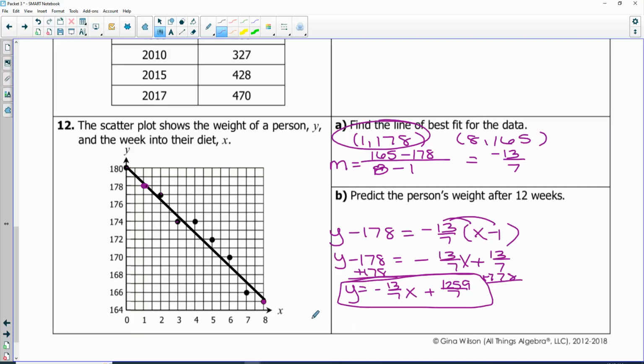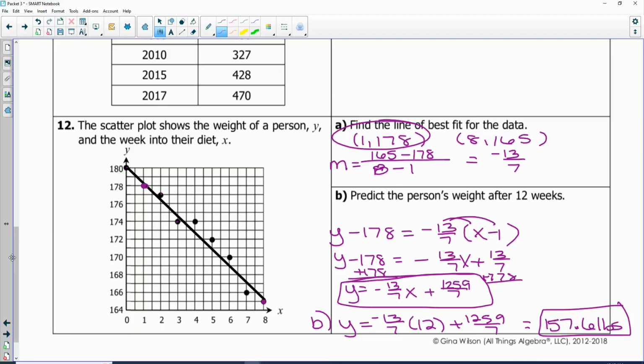And then part B says find the weight after 12 weeks. So all we have to do is plug in 12 for the x in our equation. And we can do all of that just straight on our calculator, just type it in. And we get 157.6 pounds. So a couple different options there.